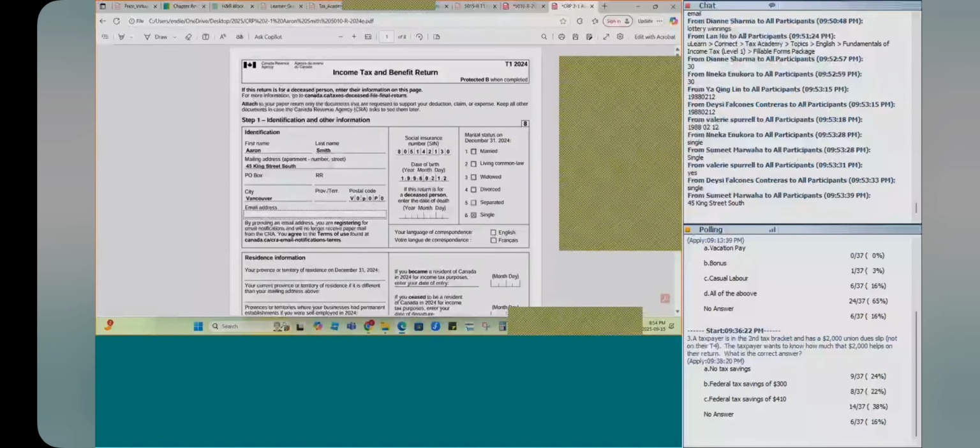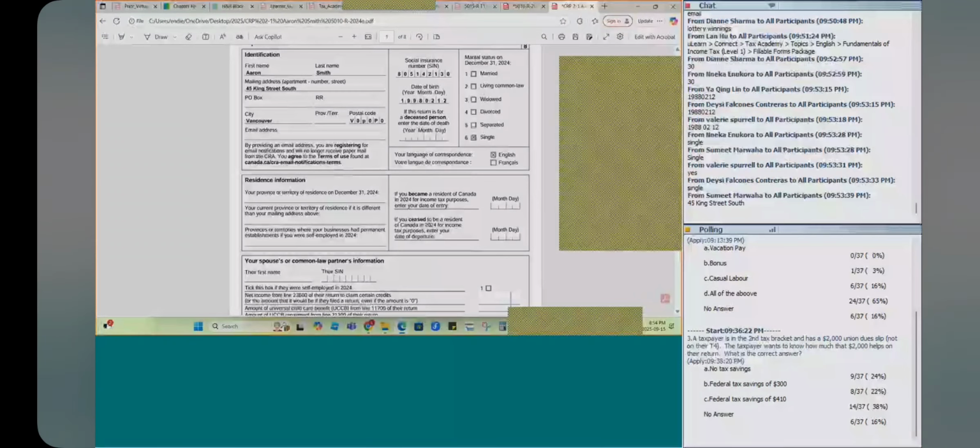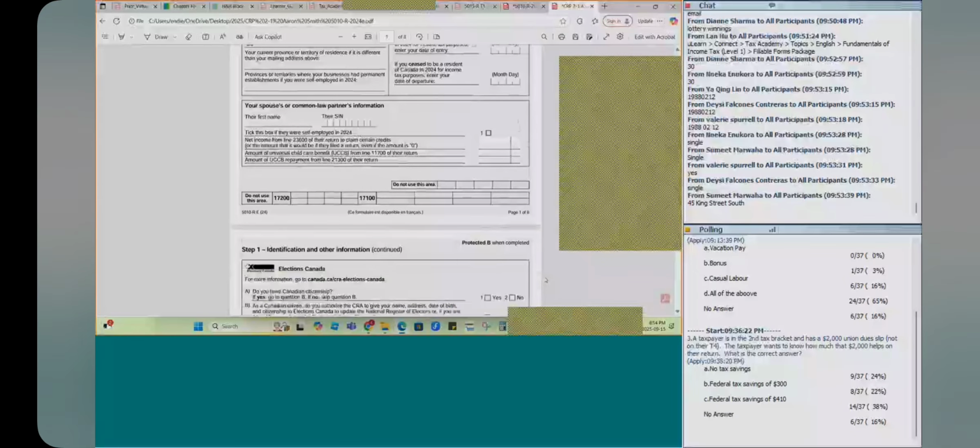Okay, is there anything else we need to do here? Language of correspondence will be English. We don't have any information otherwise here. His province of residence, British Columbia. There's no indication that he moved or is in a different province. And it's not different from the mailing address above. And he's not a new resident of Canada. There's no spouse, so that can be left blank as well.